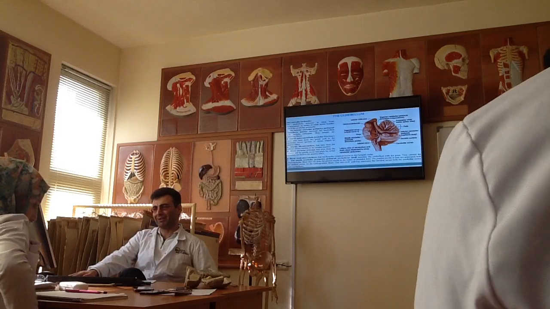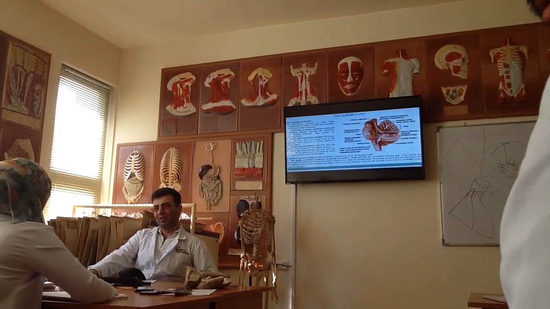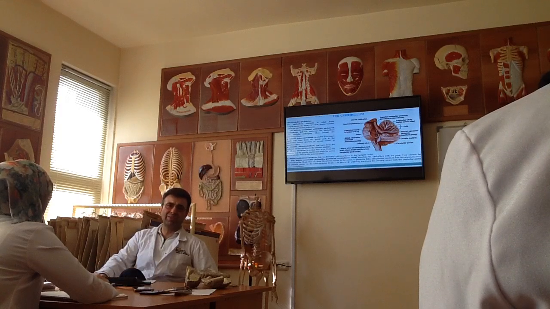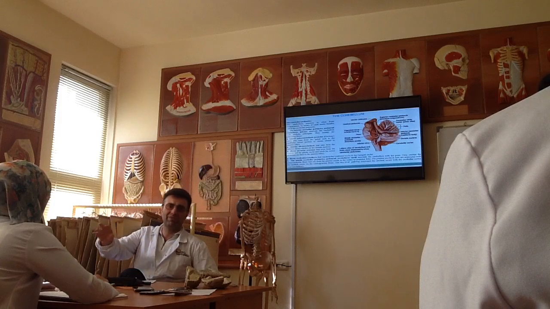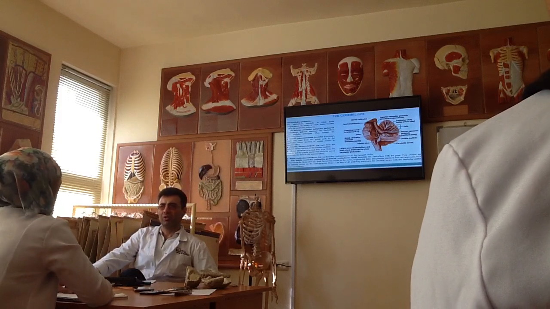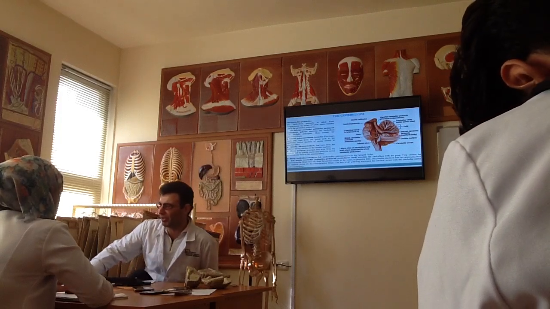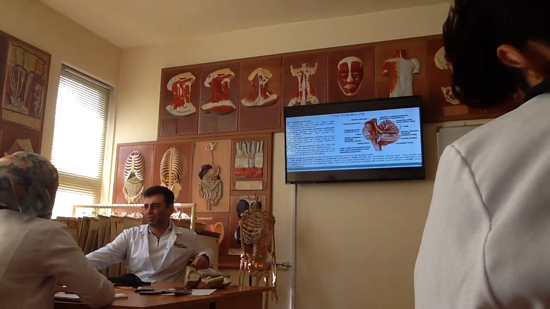Cerebellar peduncles. Before we start, write it very quickly, please. The cerebellum has 3 peduncles: superior, middle, and inferior. Once again, the cerebellum has 3 peduncles: superior, middle, and inferior. Look, please, so beautiful, it's visible.